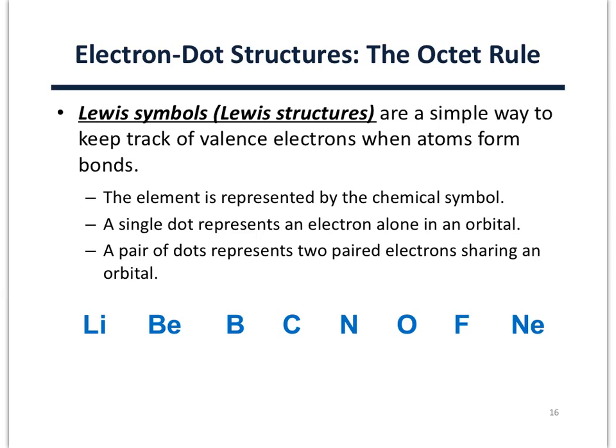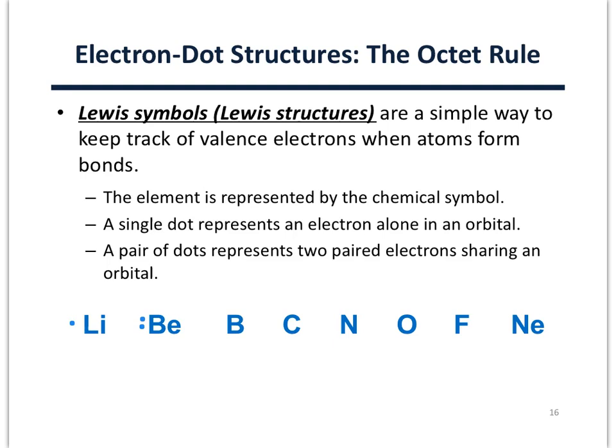Lewis structures, or Lewis symbols, are a way for us to keep track of valence electrons and bonding. For an individual atom, the Lewis structure is drawn by writing the element symbol and adding a dot to represent each electron. A pair of dots indicates electrons that are paired in the same orbital. Using this process, we can show that lithium has one valence electron and beryllium has two, both of which are paired together in the same orbital, in this case a 2s orbital.